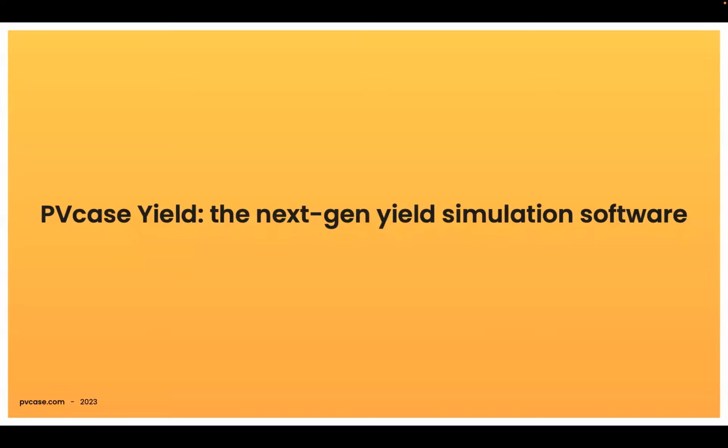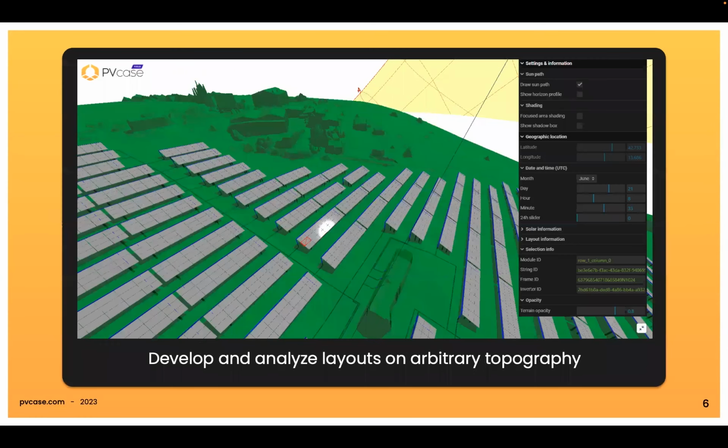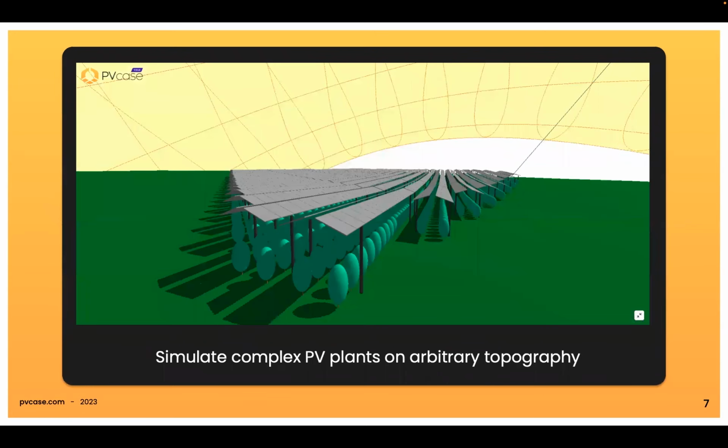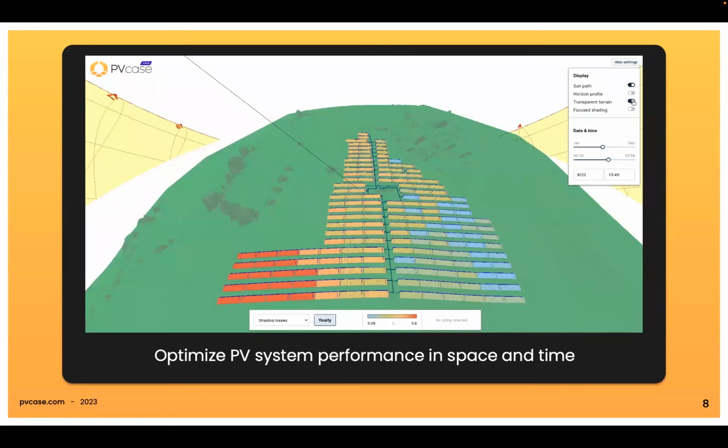PVcase Yield is the result of over a decade of development in cooperation with IMEC, a research center in Belgium. At the core of our tool, we combine a ray tracing engine with a coupled thermal electrical model to simulate the performance of PV systems. This allows our customers to develop and analyze layouts on arbitrary topographies, also to simulate complex PV systems such as bifacial agri-PV systems. And eventually, we allow our users to optimize the performance of the PV system in space and time.